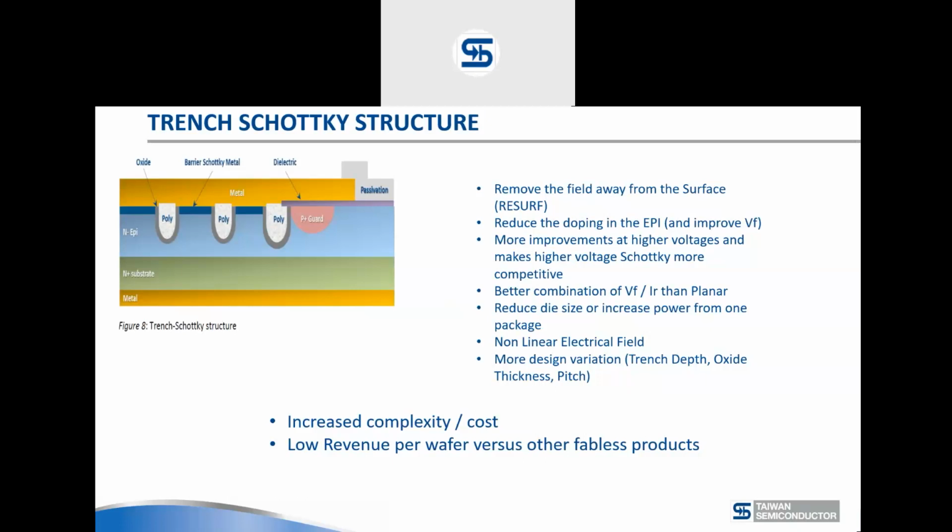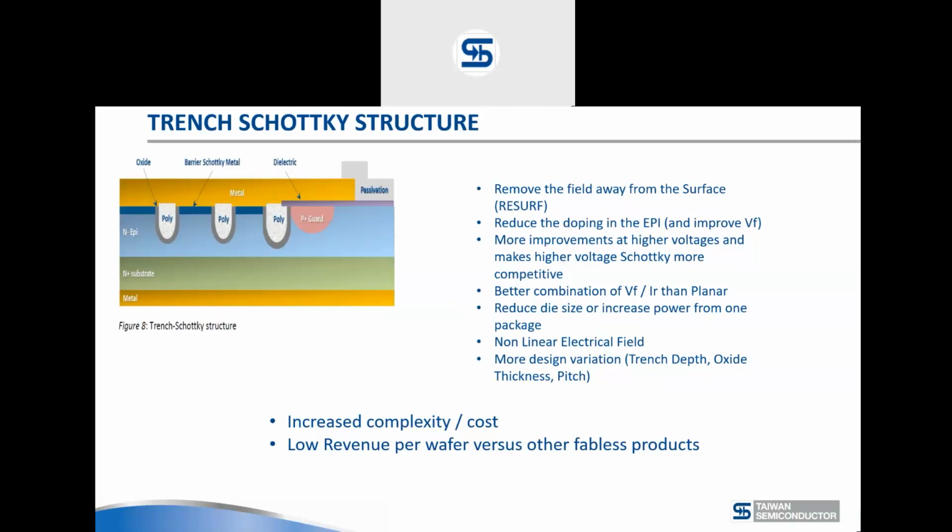So it's all great. I mean, the trench Schottky is definitely an improvement in technology, but there is also, of course, a downside. There is an increased complexity and cost. It's much more difficult to make. It also requires a significantly more advanced fab to make. And we're talking here about 6 to 8 inch fabs, whereas planar Schottky usually is on 5 inch. And also it has low revenue per wafer versus other fabless products.